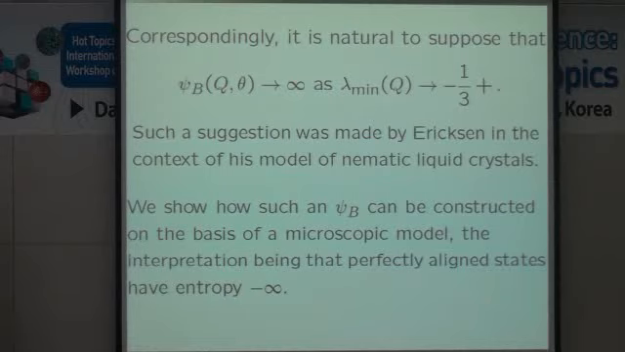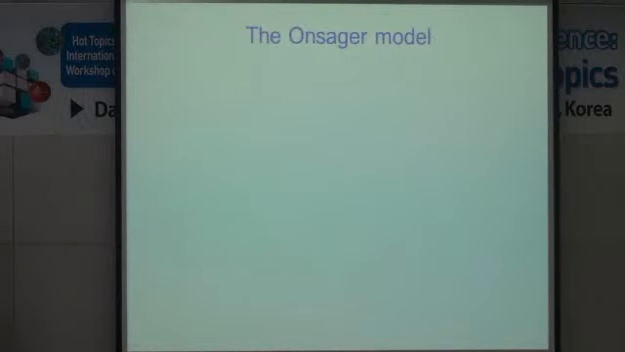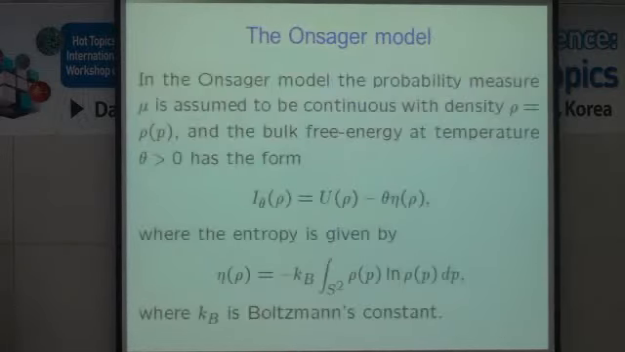Okay. Right, so we're going to use the Onsager model. Well, I'm not sure whether it's always been called the Onsager model, but it's exactly what Masao Doi showed in his lecture. I'm going to use the Maier-Saupe interaction. It's exactly the same, but the calculation is going to be different. Okay, so now in this model, the probability measure mu is continuous.